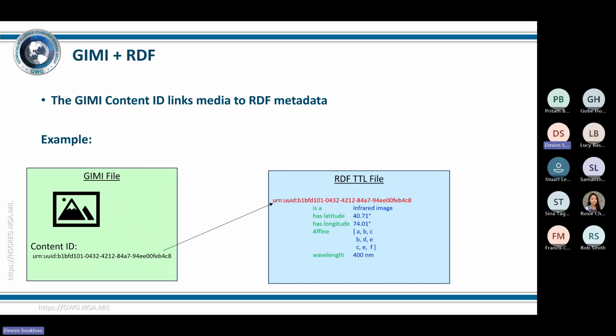Okay, so how does GIME link up with RDF? GIME provides a content ID that uniquely identifies a piece of content. That content ID will be used in the GIME file as an IRI, as the subject of a list of triples. So on the left, we have a GIME file that defines a content ID. On the right, that same content ID is listed as the subject of a list of triples. And here is the list of triples describing the image. The RDF file is very flexible. You're free to describe the image however you wish.